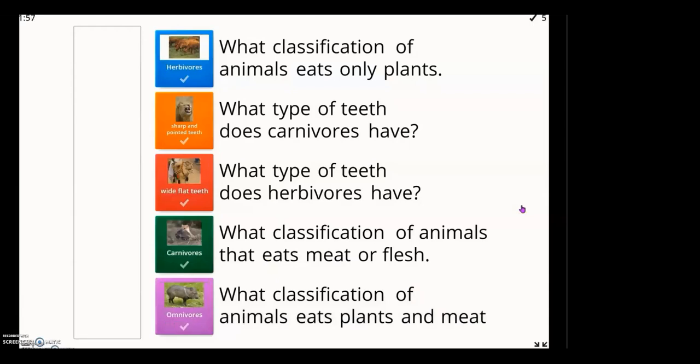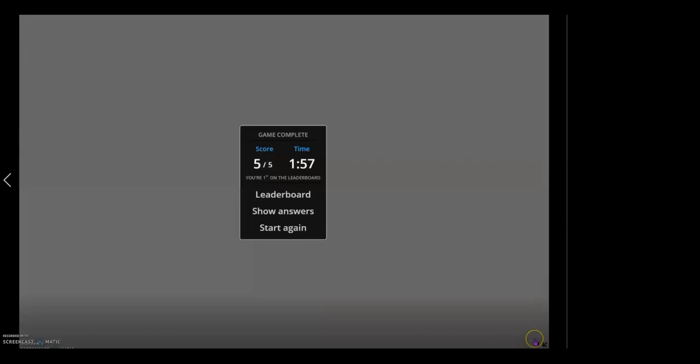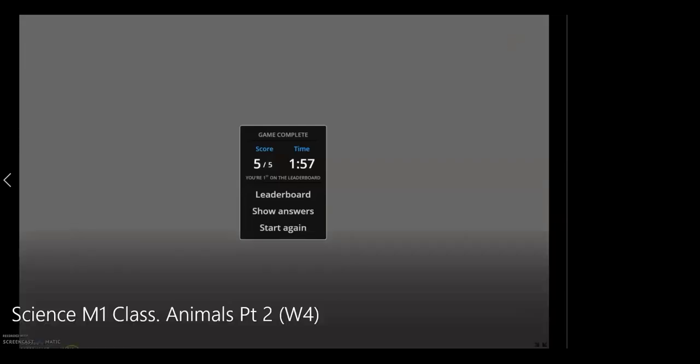So you will do the same with your activity. You have to drag the correct animals to the box, to the column.